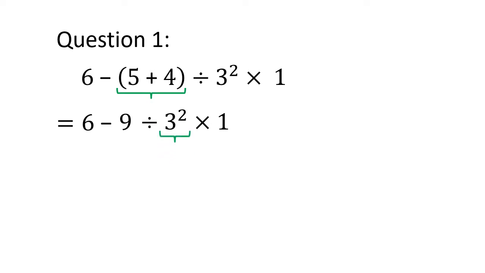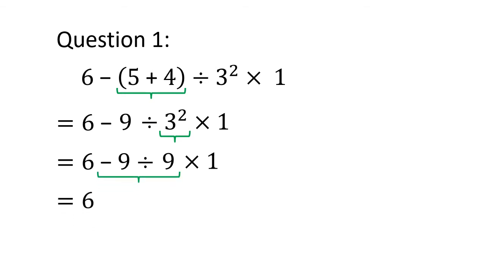6 minus 9 and a division sign stays the same. And 3 squared is equal to 9. And times 1 is still here. Now we have a division and a multiplication, and we need to do them from the left. So we calculate negative 9 divided by 9. Now 6 stays the same, and negative 9 divided by 9 is equal to negative 1.